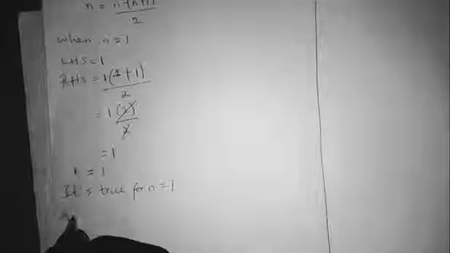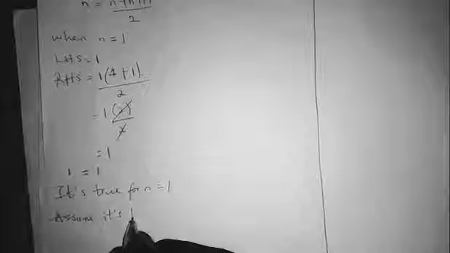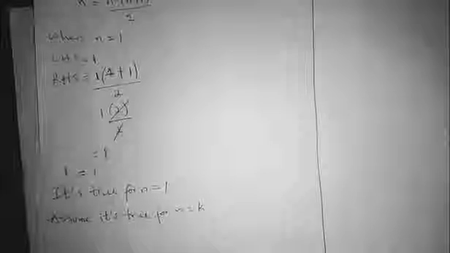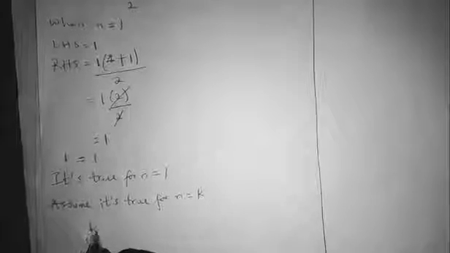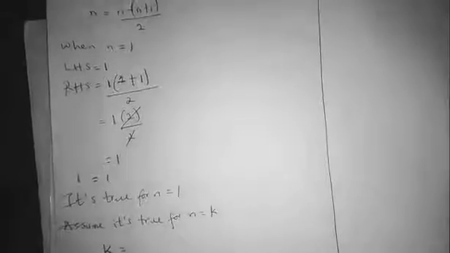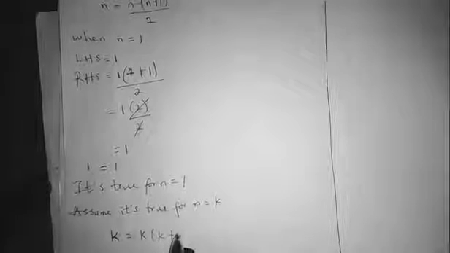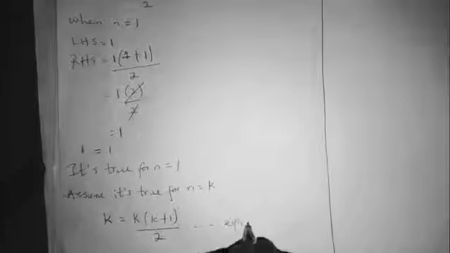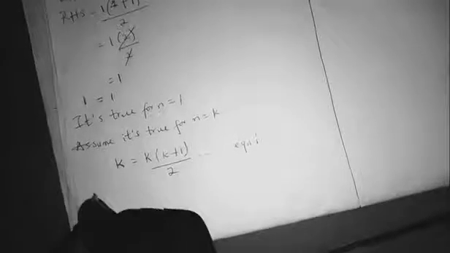So the next thing is you assume it's true for n equals k. So on the left hand side, I will have k, equals to what will I have here? k open bracket k plus 1 all over 2. So let's call this one equation 1.